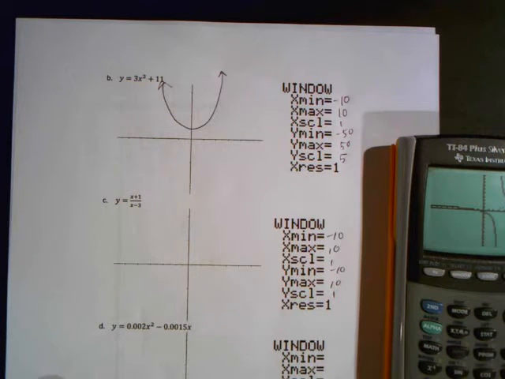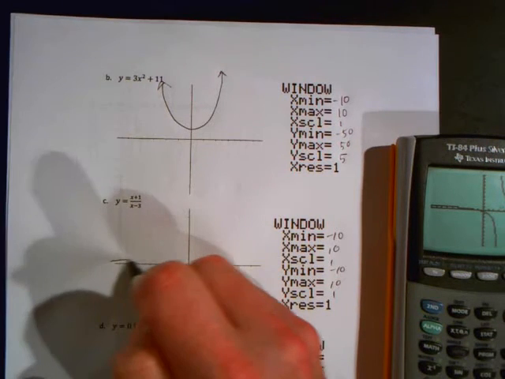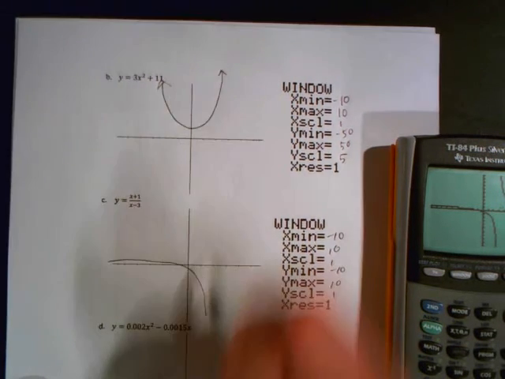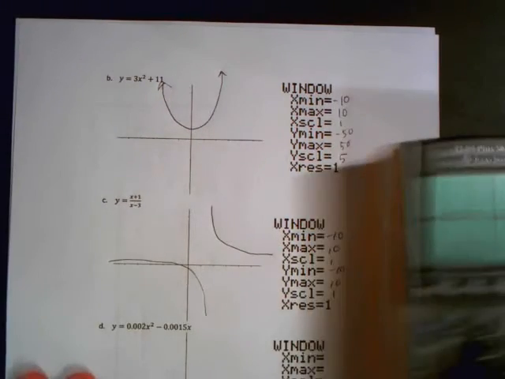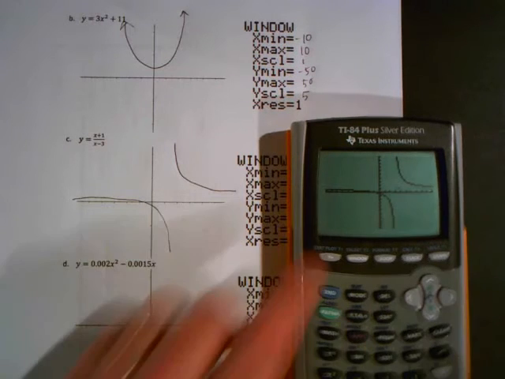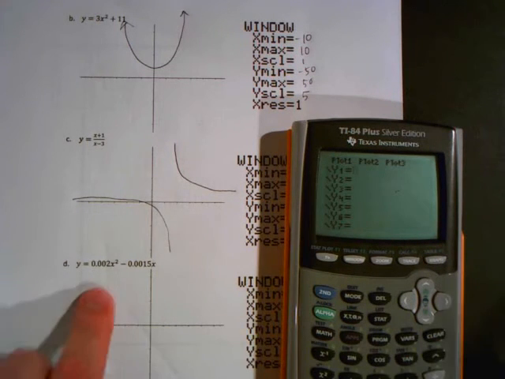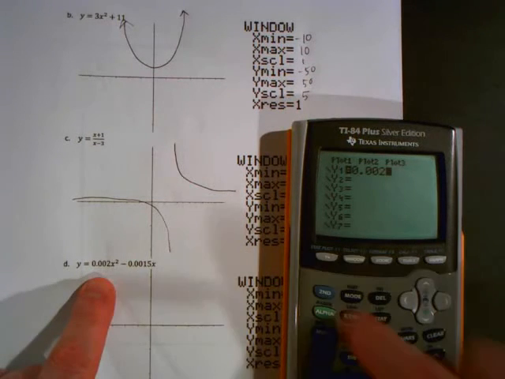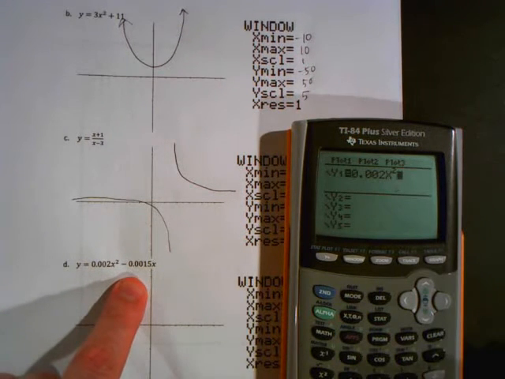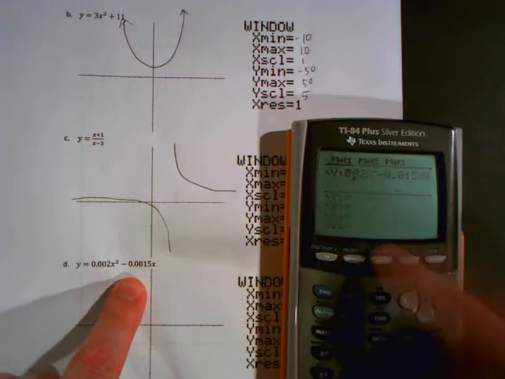Alright, so go ahead and draw that graph on my paper here. Looks kind of like this. And like that. Alright, now the last one. Y equals 0.002 x squared minus 0.015 x. Zoom 6.